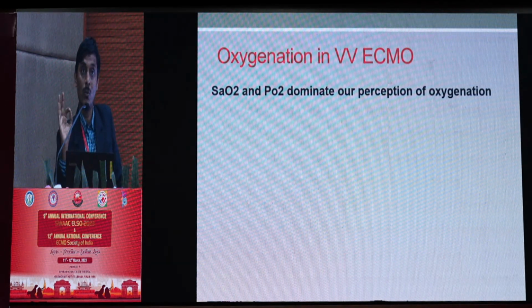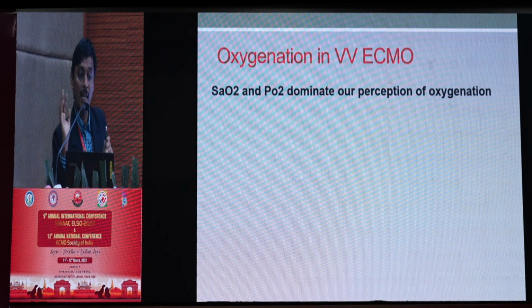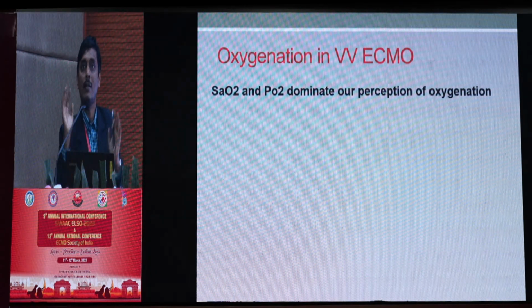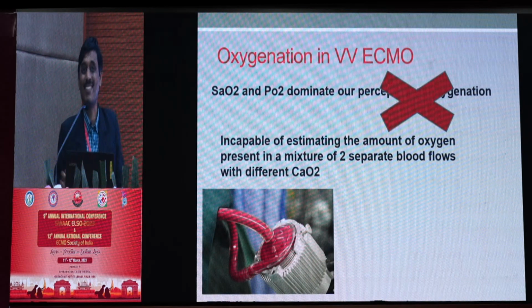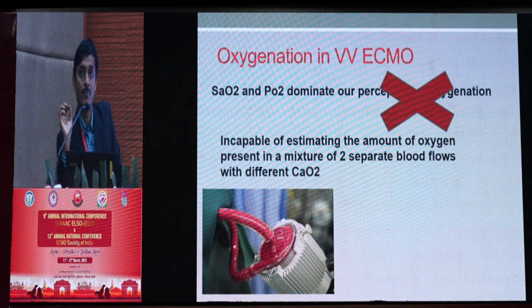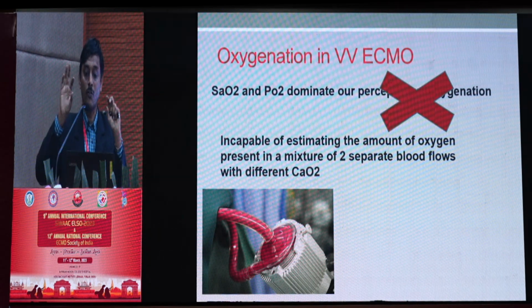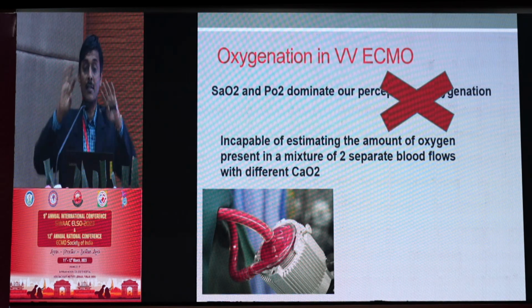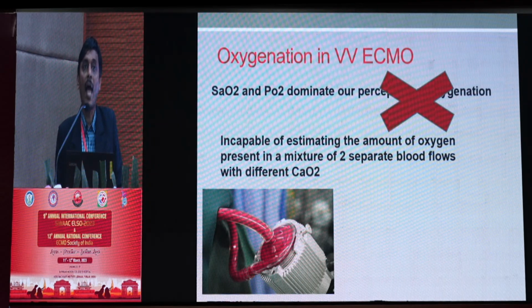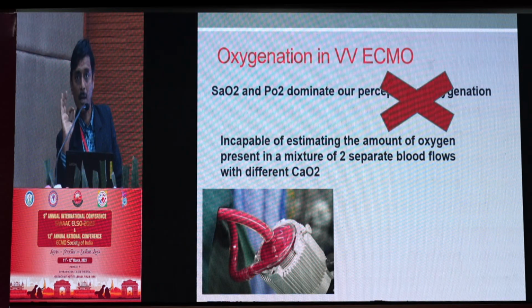Oxygenation on VV ECMO is a different ballgame. Conventional perception of oxygenation in terms of saturation and PO2, that's how our brain thinks. But when your patient is on VV ECMO, this doesn't work. Because on VV ECMO, you are incapable of estimating the amount of oxygen present in a mixture of two separate blood flows. So you have the patient's native blood flow and you have an ECMO blood flow that have two different oxygen contents. And to interpret this in terms of PO2 and SpO2 is not correct.